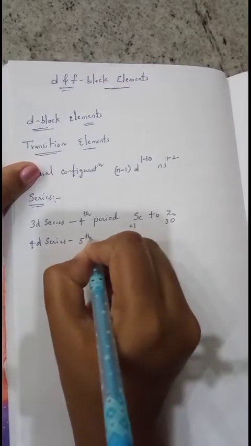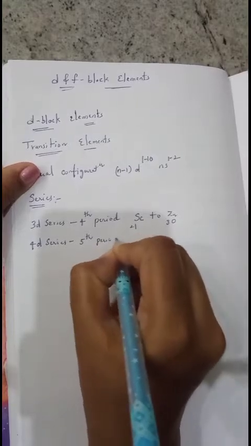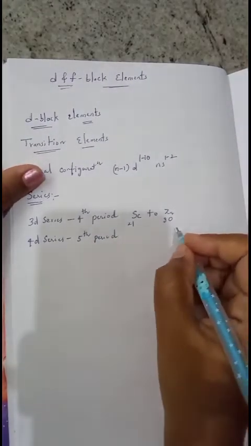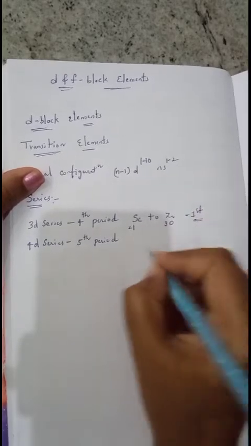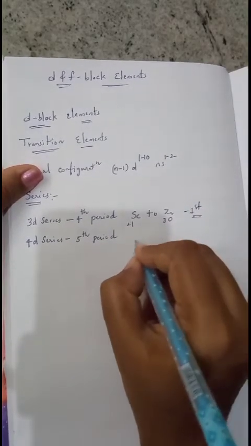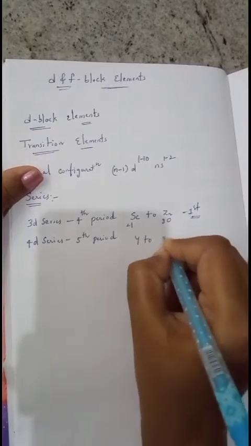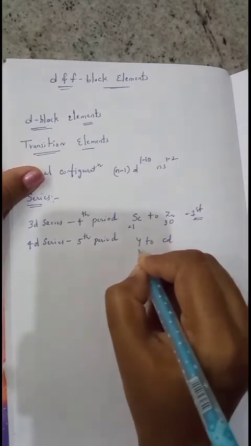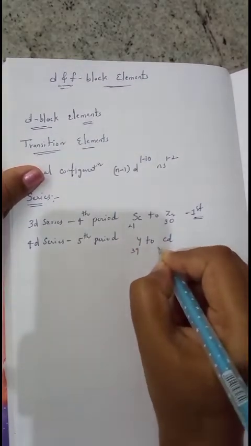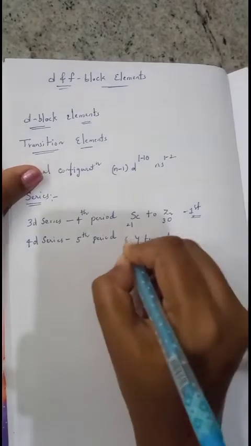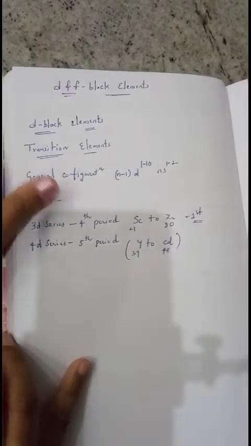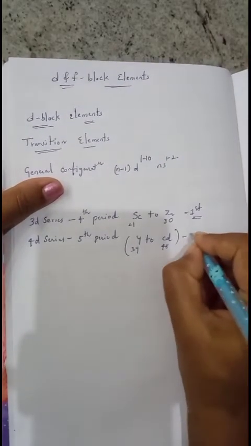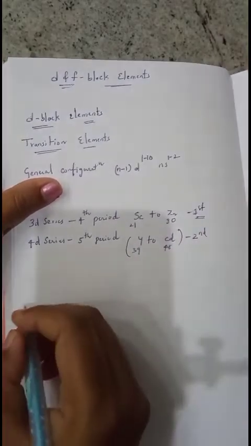Now second one, 4d series elements. Those are also known as 5th period elements. This is the first transition series; now second transition elements start with yttrium to cadmium. Yttrium atomic number 39 and cadmium atomic number 48. The elements with atomic numbers 39 to 48 belong to this second transition element series or 4d series.